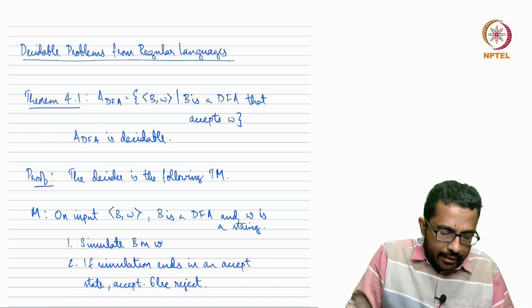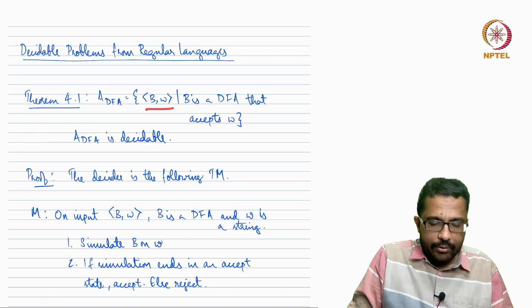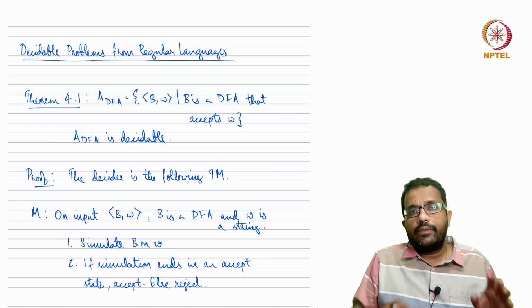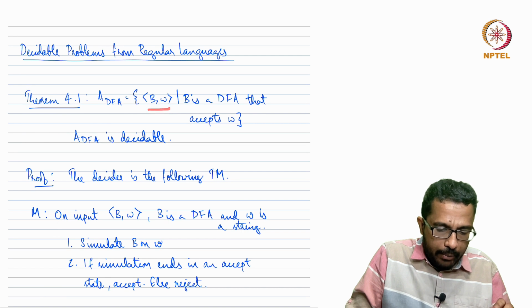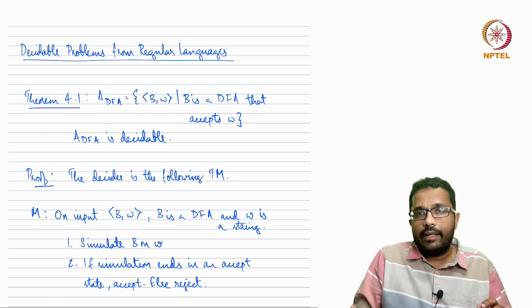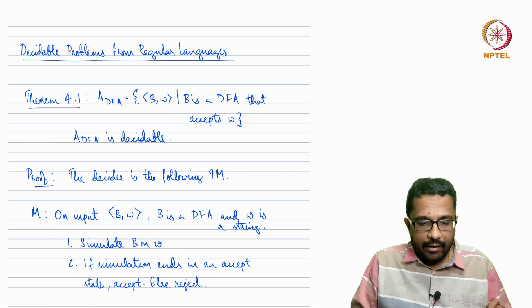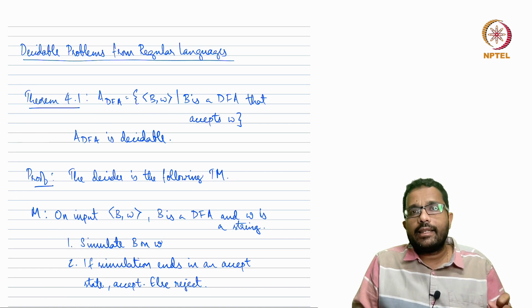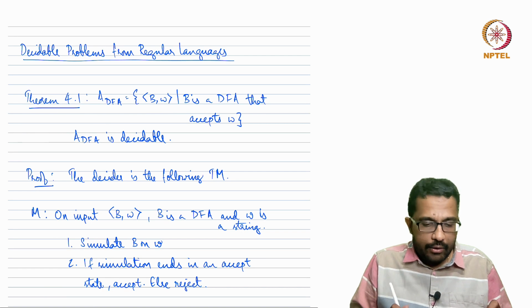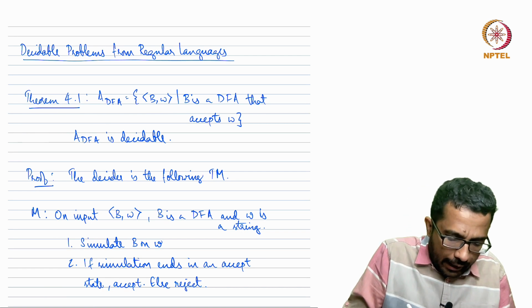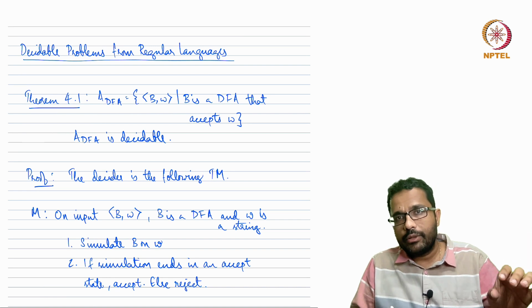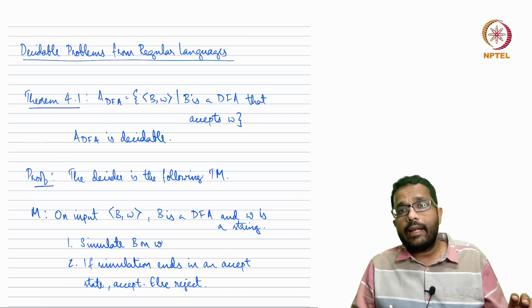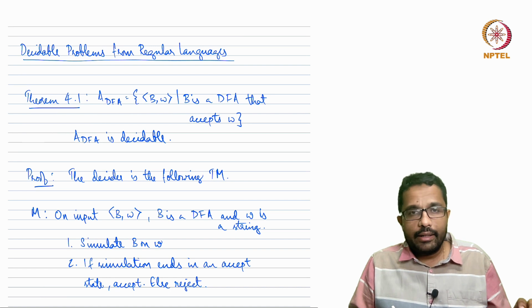This consists of all the pairs. It's a language where you are given a pair ⟨B, w⟩, where B is a DFA and w is a string, and you only accept those pairs where the DFA accepts the string. So the language A-DFA consists of all the pairs ⟨B, w⟩, where B is a description of a DFA and w is a string that the DFA accepts, right?